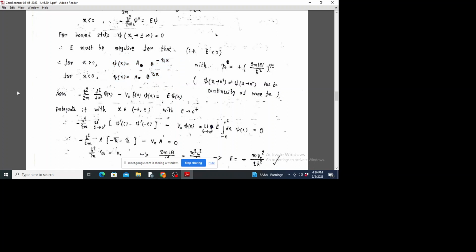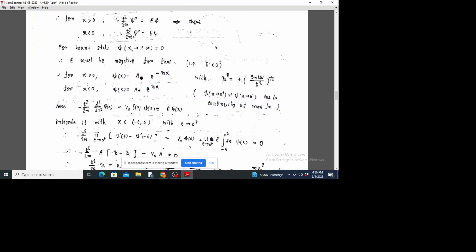Now there is another property of the delta function. The main property of the delta function will be used now. So consider this. This was the full Schrodinger equation. Now we will have a look around the region x equal to 0. So we will be looking at x belonging to minus epsilon to plus epsilon, with epsilon tends to 0 plus. Let us take this Schrodinger equation and integrate it around this region.